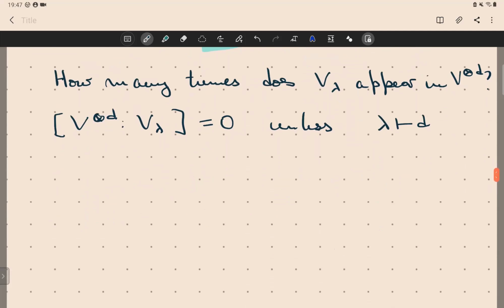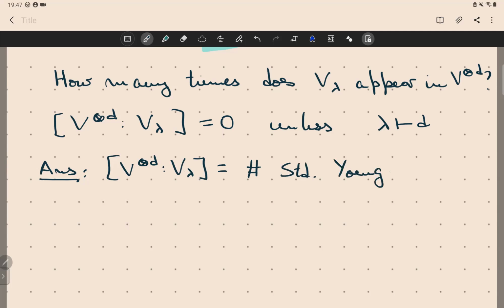Okay. And the answer to this question is, I think, a very beautiful fact, proved by a very beautiful argument, that this multiplicity is the number of standard Young tableaux of shape lambda, the number of standard Young tableaux of shape lambda.